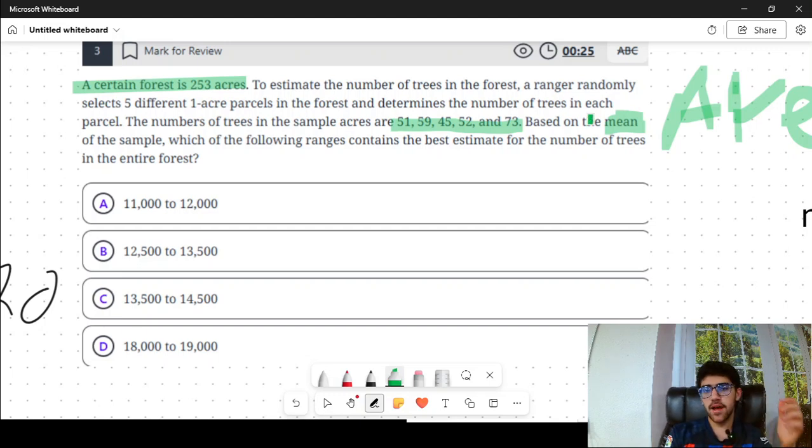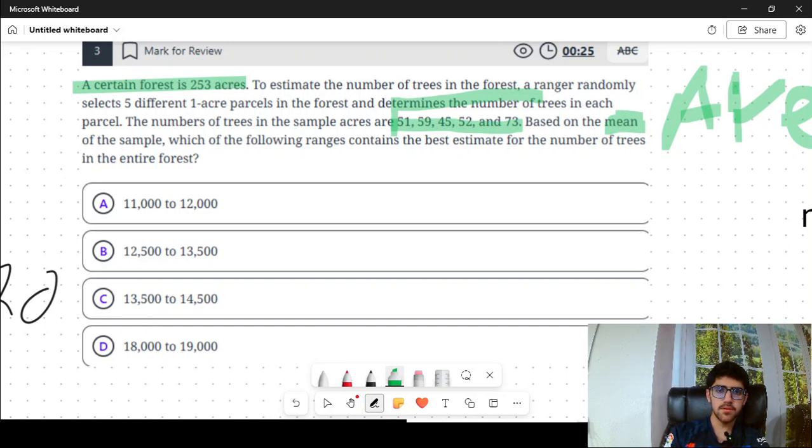So basically, what we have to do is find the mean. Because we have 5 different data points, we're going to first find the mean and then amplify it to the 253 acres. From there, we want to see within what range is the best estimate. So basically, the answer options give a margin of error. You're not asked to find this, you're asked to find the estimate and determine which one it falls within. So how do we do this? First thing, start by finding the mean.